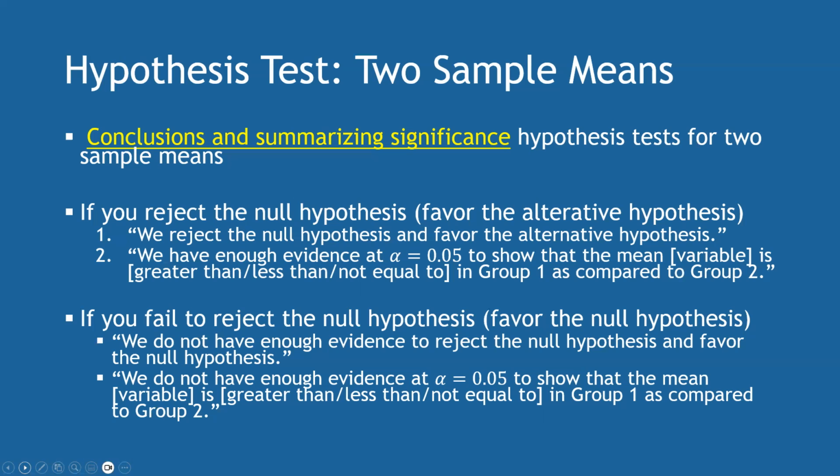Okay, so that's if we reject the null hypothesis. If we fail to reject the null hypothesis, we would state that we do not have enough evidence to reject the null hypothesis, and we favor the null hypothesis. That is, we do not have enough evidence at alpha equals 0.05 to show that the mean BMI is not equal in group 1 as compared to group 2. So those are a couple of templates for you to use whenever you're making the conclusions and summarizing significance.